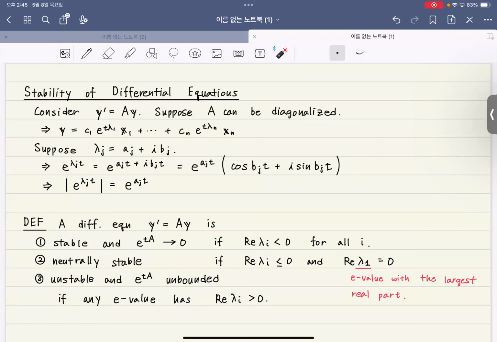And finally, the unstable and unbounded case. If there is any eigenvalue whose real part is strictly greater than 0, then the terms associated to this eigenvalue will go to positive infinity. So that's that: unstable and unbounded.